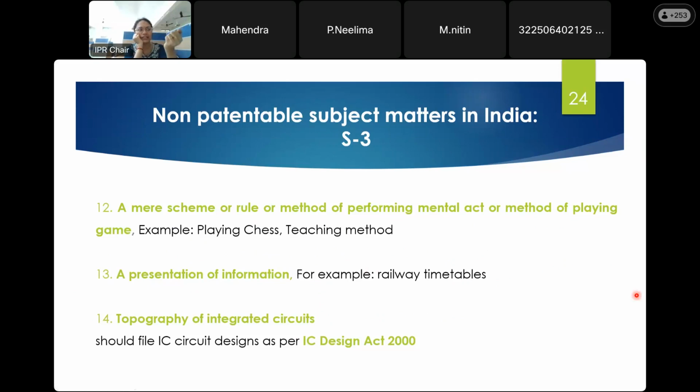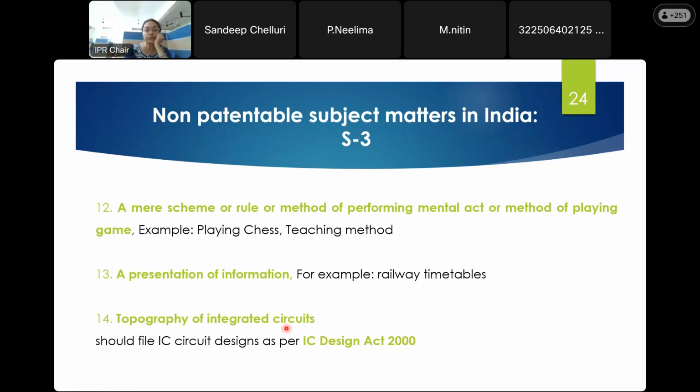Okay. A scheme or rule or method of performing a mental act, for example, playing chess, a very innovative, brilliant way of playing chess that you can always win. Maybe you know that, but that method is not patentable. Any teaching method, whatever I'm doing right now, I cannot patent it. Then presentation of information. For example, a railway timetable, the whole Indian Railways will have their timetable, right? That is a presentation of information, but they cannot get a patent for that. They might have their own copyright.